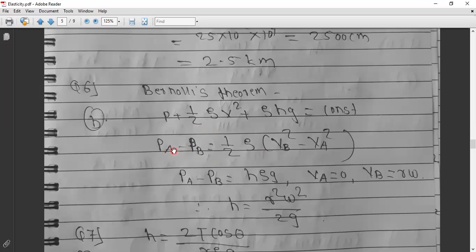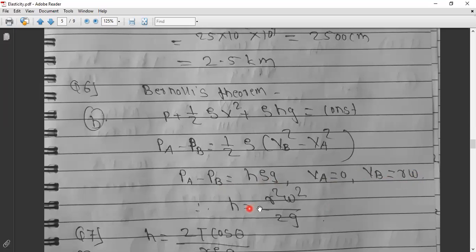Two cases: the pressure in the rotational case, so Pa minus Pb is equal to 1/2 rho (Vb square minus Va square). Compare these two cases, one is for the vessel which rotates about the vertical axis, and the second one is at rest. So we get the pressure difference Pa minus Pb is hρg, according to the pressure difference equation. Va is equal to 0 at rest and Vb is rω.